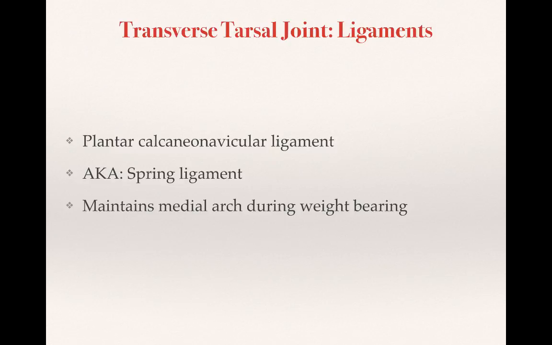The transverse tarsal joint is supported by the plantar calcaneonavicular ligament. This ligament runs across the inferior part of the joint. It's also referred to as the spring ligament. It's a very thick, inelastic, triangular-shaped ligament, and it serves as support for the talus against weight bearing of the body in standing.